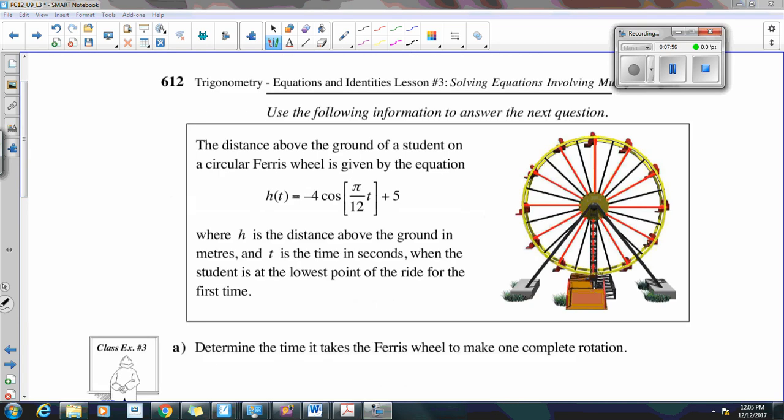Okay, so I just got excited because this picture was in color here.